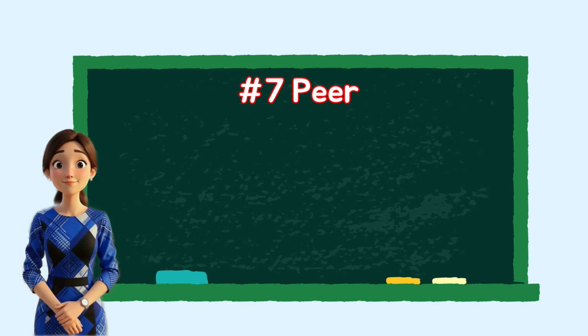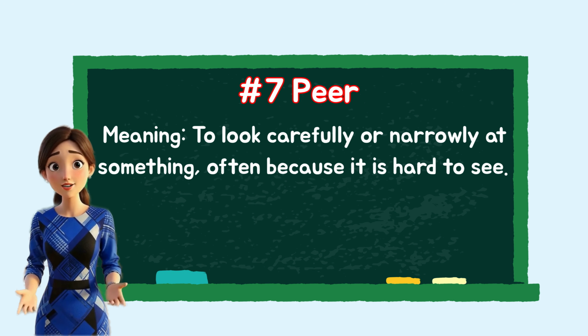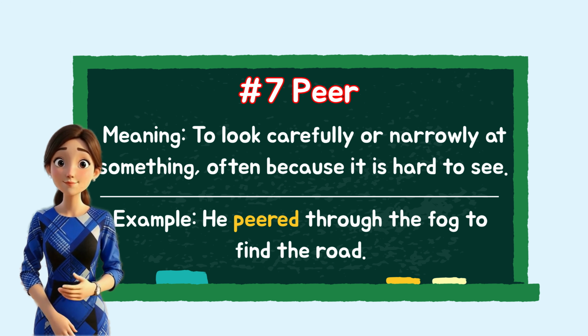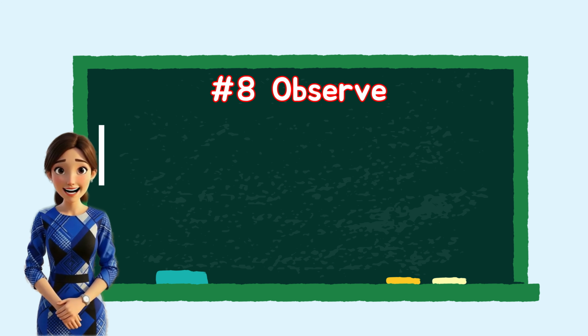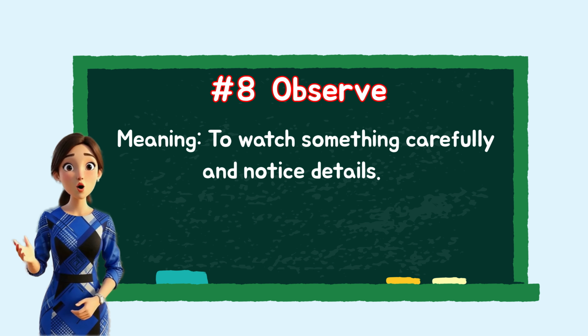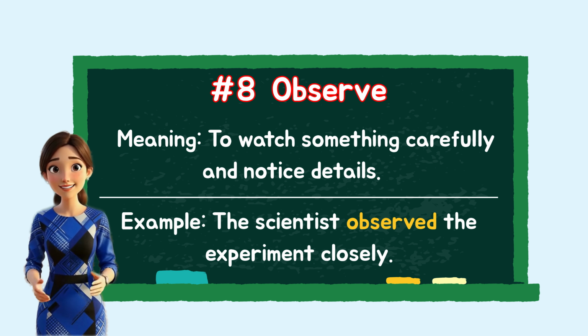Number 7. Peer. It means to look carefully or narrowly at something, often because it is hard to see. Example, he peered through the fog to find the road. Number 8. Observe. It means to watch something carefully and notice details. Example, the scientist observed the experiment closely.